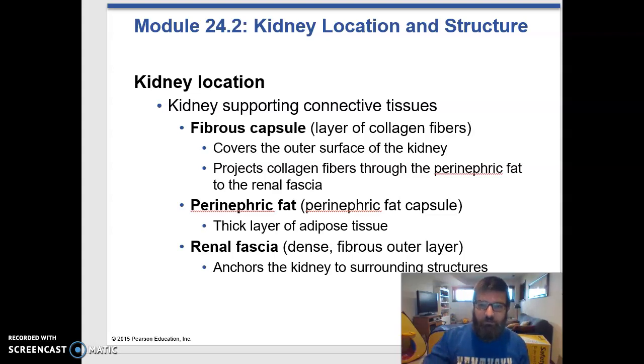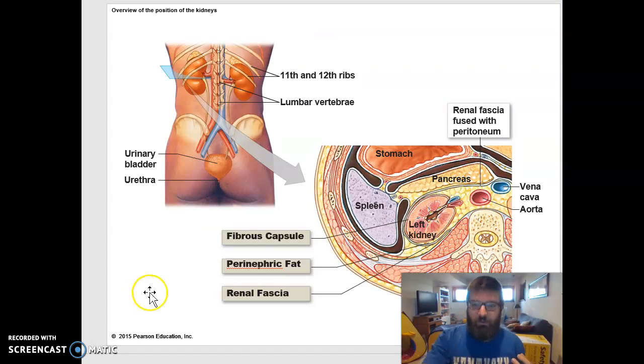That's connective tissue, collagen fibers. And then they are cushioned with a bunch of fat. This is called perinephric fat. Nephro is going to refer to kidneys. Renal and nephro are usually going to refer to kidneys. Then on the outside of that, they're held to the surrounding structures by renal fascia. So here you can see perinephric fat around here, right? And then this is all renal fascia anchoring us to the outside organ.